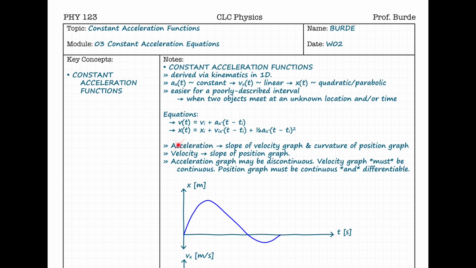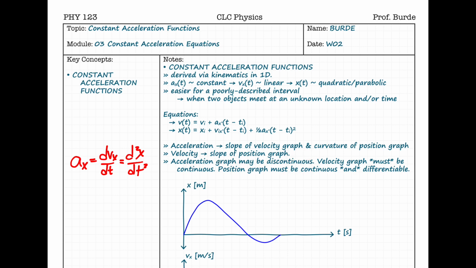The acceleration is the derivative of velocity, so that's going to be the slope of the velocity graph. Acceleration is the second derivative of position, and so that is going to show up as the curvature of the position graph. Velocity is itself the derivative of the position, so the velocity is going to show up as the slope on the position graph. We're going to assume that the acceleration graph may be discontinuous.